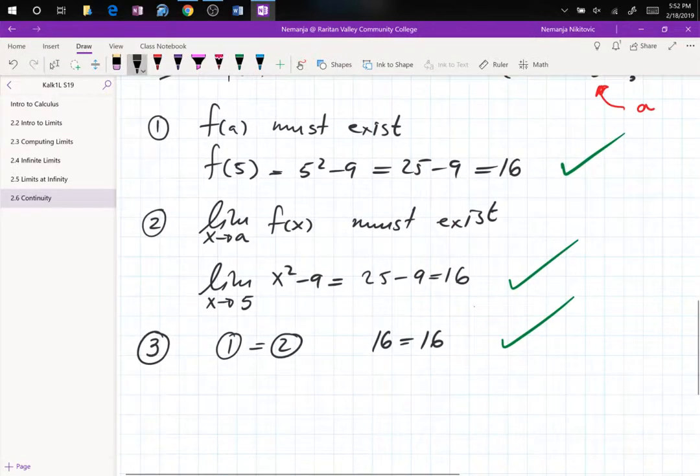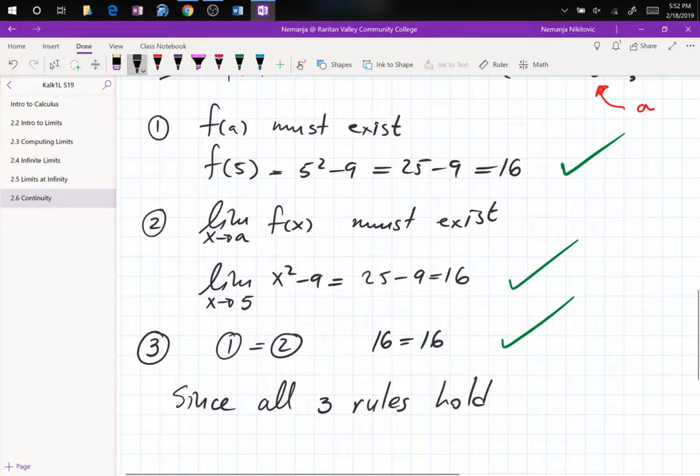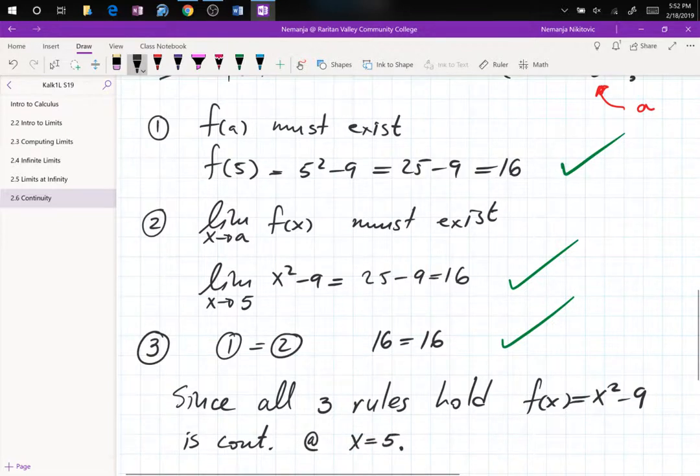So, since all 3 rules hold, f of x equals x squared minus 9 is continuous at x equals 5. So we did all of this work just to prove that this function is continuous at the single x value, x equals 5. We don't know anything about x equals 4 or negative 1 or 10. We only know that this is continuous at 5.